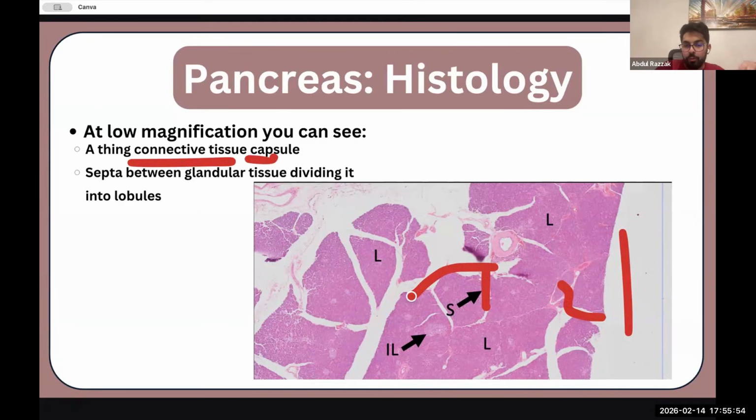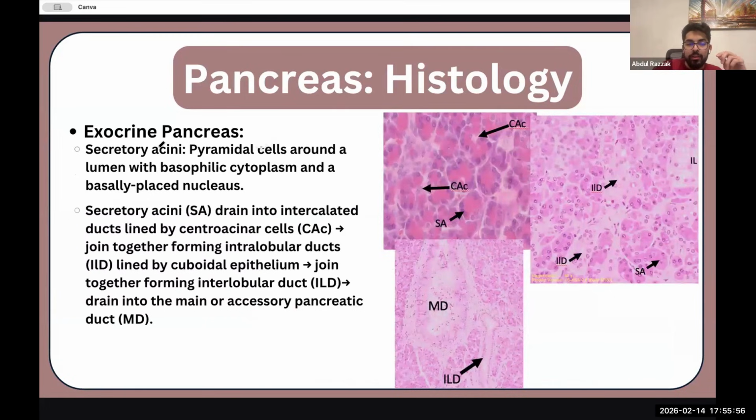Now let's zoom in at the lobule. When taking a look at the exocrine pancreas, so the part of the pancreas that is responsible for digestion and whatnot in the GI tract, the main functional unit of the exocrine pancreas is called a secretory acinus. It is the part of the pancreas that's producing the pancreatic juice that's responsible for digesting food in the duodenum or in the intestine.